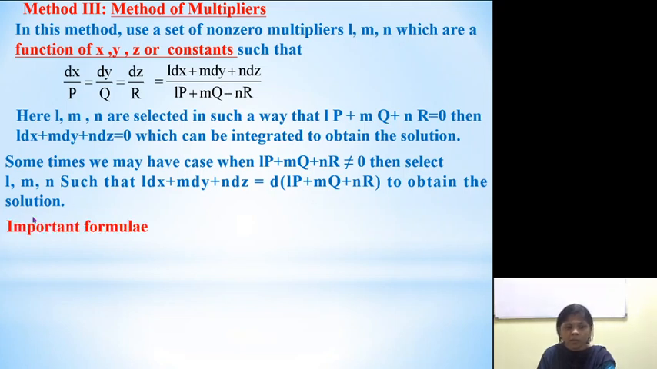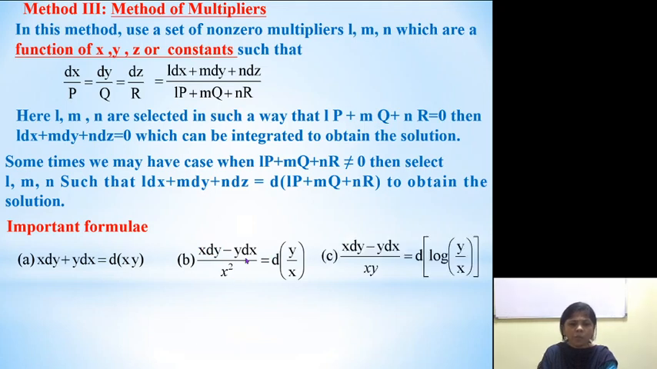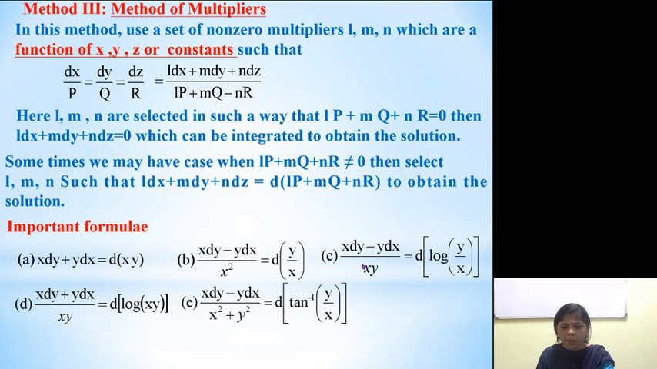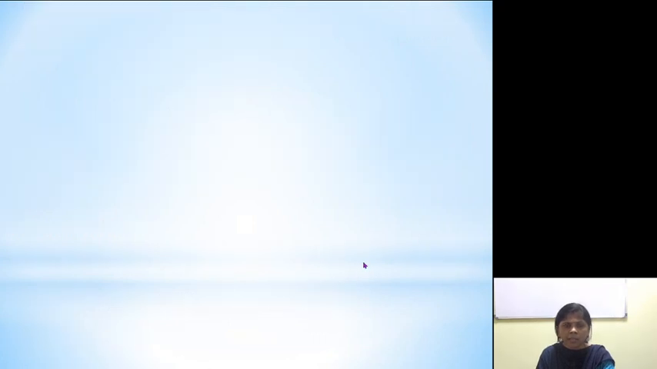In this case we may need some formulae, so let us have the set of formulae. The differential of a product is the first into the differential of the second plus the second into the differential of the first, just like the product rule. This is just like the quotient rule. The next important formula is the differential of log of y by x, which on simplification gives us this. We need to remember this set of formulae and use them as and when required to get the desired solution. Let us try to understand this with a set of examples.